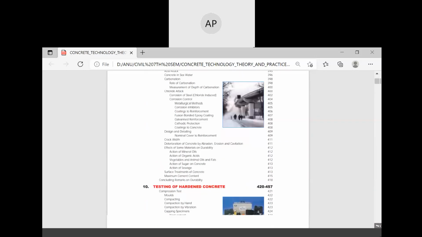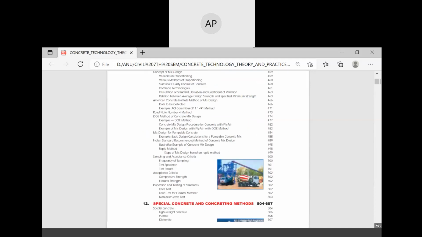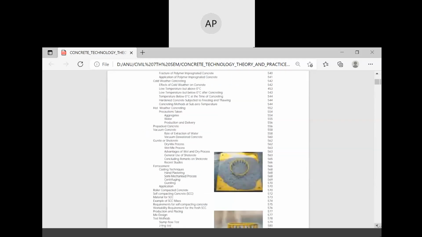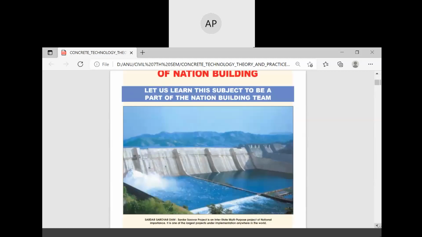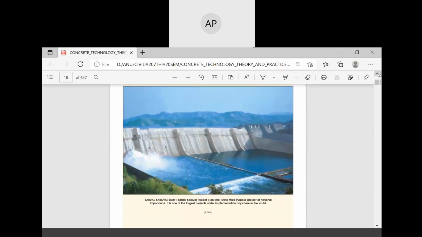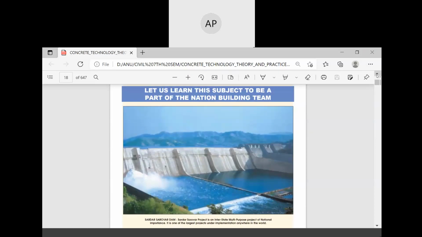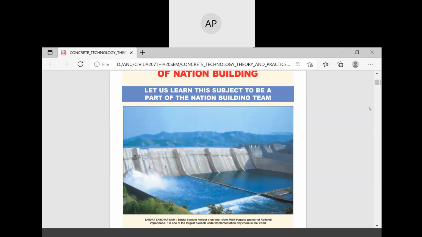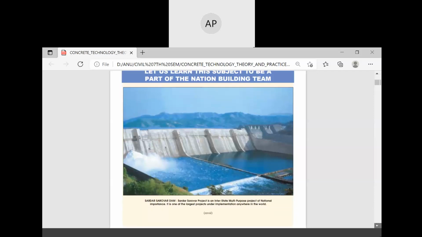Okay. So first chapter is your cement. So here in this figure you can see there is a dam. And this is your Sardar Sarovar Dam. And this dam project is an interstate multi-purpose project of national importance. It is one of the largest projects under implementation anywhere in the world. So this is a concrete dam actually. That's why it is showing.